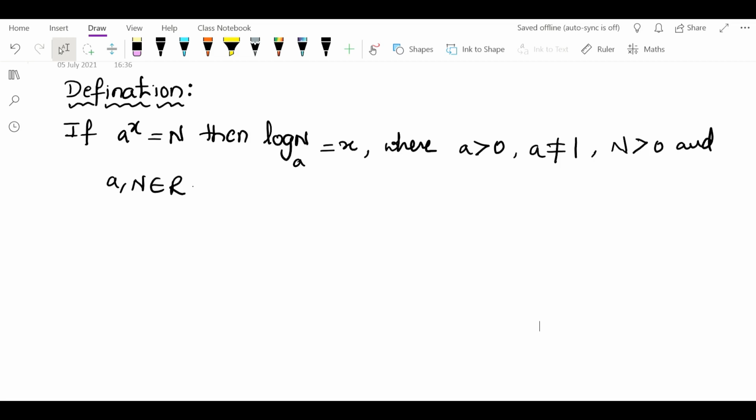If a to the power of x is equal to n, then log n base a is equal to x, where a greater than 0, a is not equal to 1, n greater than 0 and a comma n belongs to R.